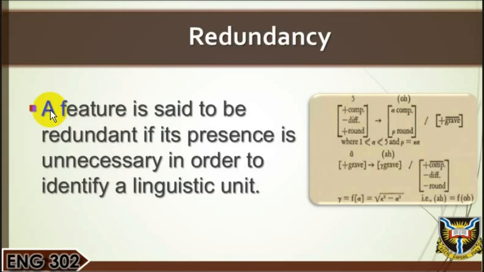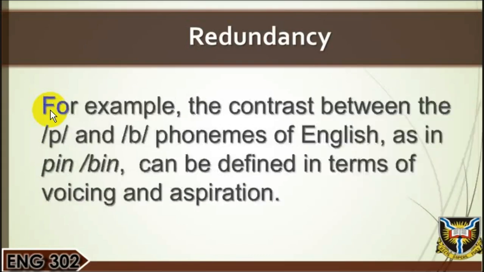Remember, we discussed distinctive features in the previous lecture. A feature is said to be redundant if its presence is unnecessary in order to identify a linguistic unit. For example, the contrast between the P and B phonemes of English, as in pin and bin, can be defined in terms of voicing and aspiration. However, only voicing is distinctive because it is the only feature that affects the meanings of the words in which the sounds are used. Therefore, voicing is distinctive, while aspiration is redundant in English. However, in a language like Thai, where the meaning of a word is affected by aspiration, aspiration is not redundant but distinctive.